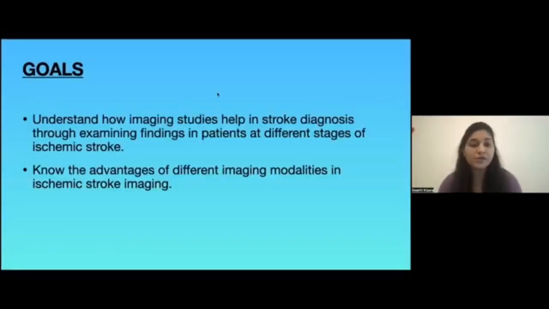The goals of today's presentation are to understand how imaging studies help in stroke diagnosis through examining findings in patients at different stages of ischemic stroke, and to know the advantages of different imaging modalities in ischemic stroke imaging.